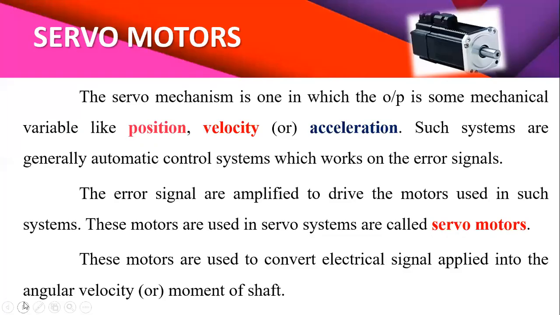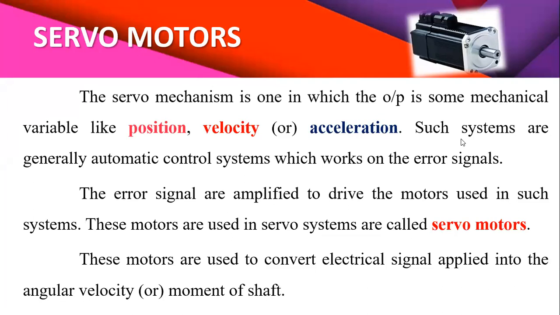Now in this concept, we are going to design the transfer function of the DC servo motor and AC servo motor and see how it works. Before that, let me explain what a servo mechanism is. A servo mechanism is one in which the output is some mechanical variable like position, velocity, or acceleration. Such systems are generally automatic control systems which work on the error signal. Based on the error signal, it is actuated, giving the angle the shaft has to rotate. The error signals are amplified to drive the motors used in such a system.